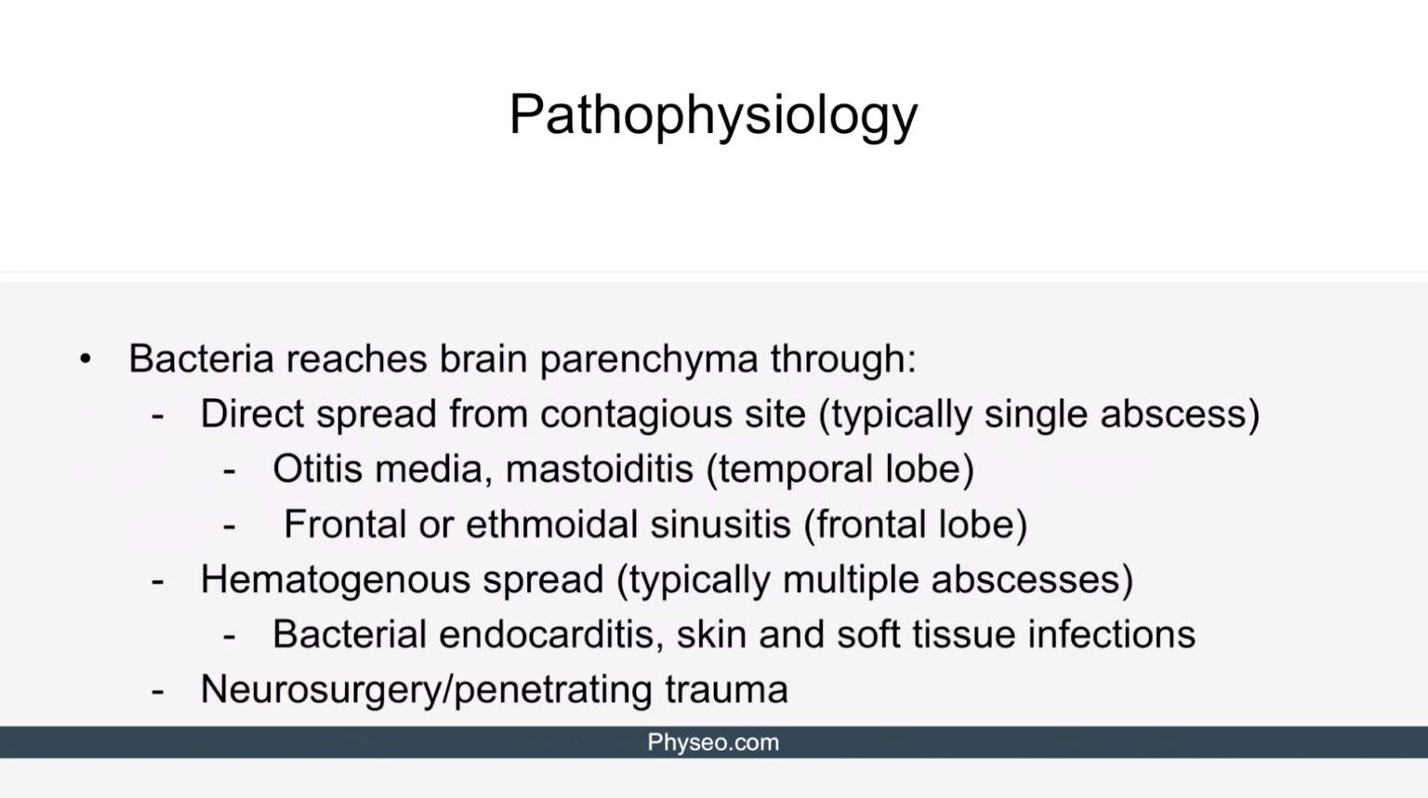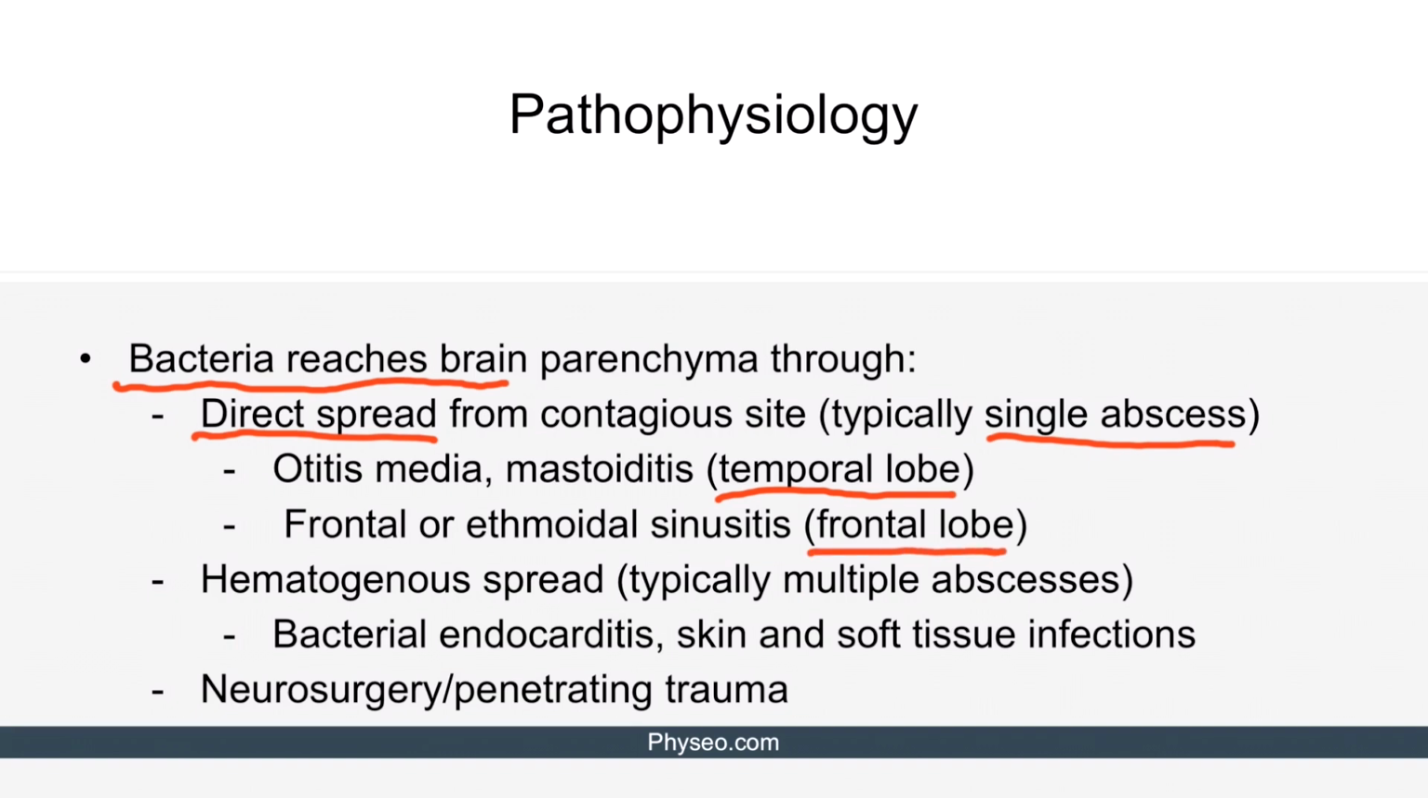Okay, now let's discuss some of the important points regarding the pathophysiology. So what happens is bacteria reaches the brain parenchyma, and it can happen through different ways. The first way is through direct spread from a contagious site. And this usually results in formation of a single abscess. For example, this would be an infection that spreads from otitis media or mastoiditis, and then that leads to an abscess in the temporal lobe. And infection that spreads from frontal or ethmoidal sinusitis can actually lead to abscesses in the frontal lobe.